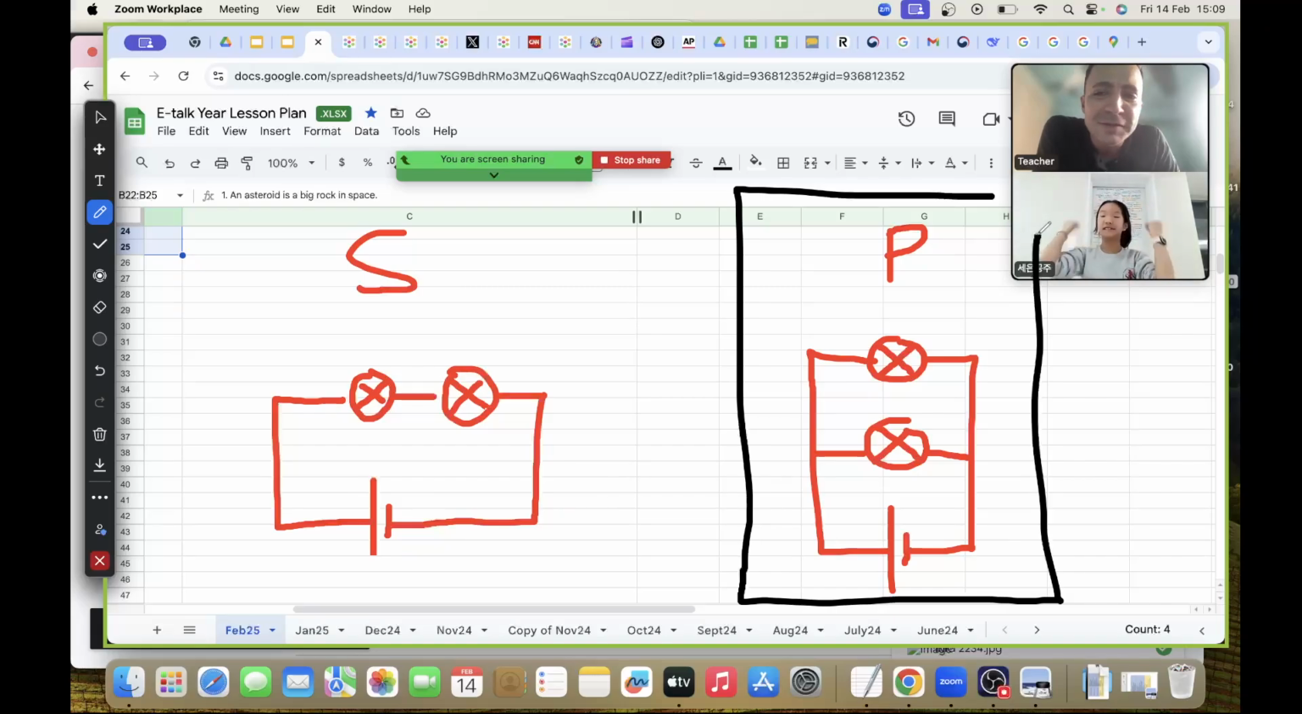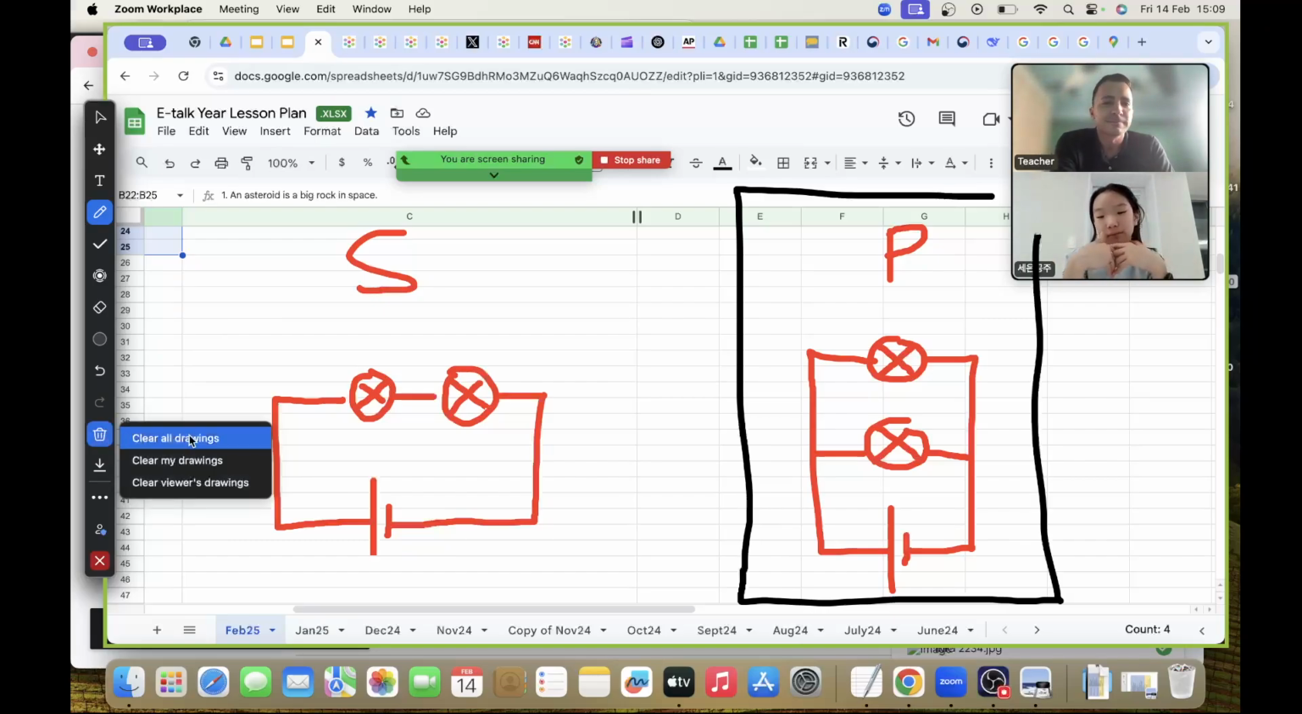Okay, can you make a sentence for me? Which of these two circuits will be brighter? Parallel will be brighter than series circuit. All right. So that is what I wanted to make sure you understand. Why is it going to be brighter?